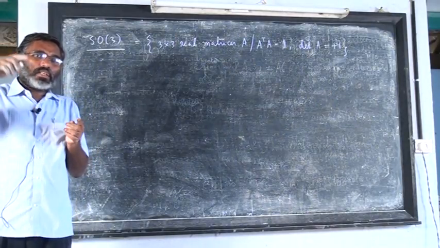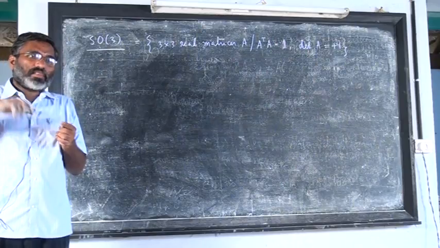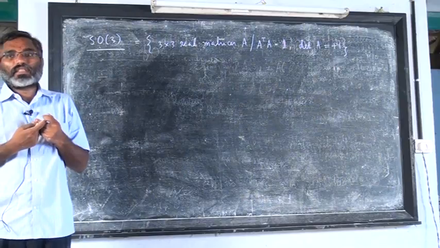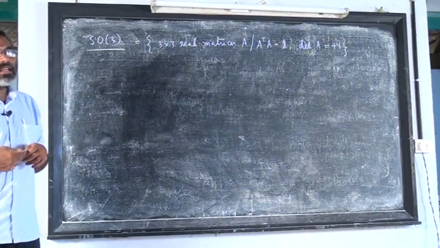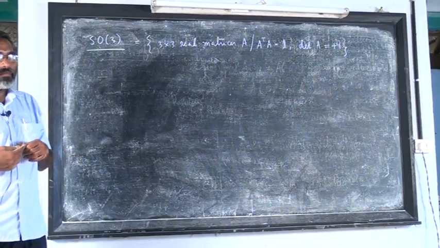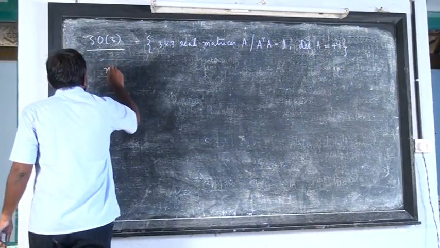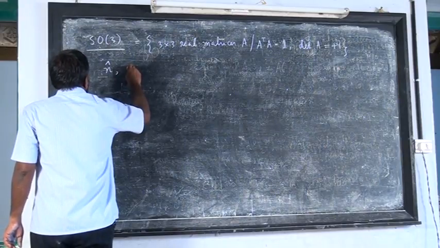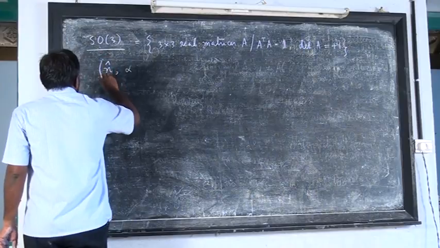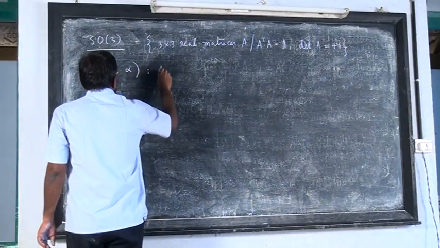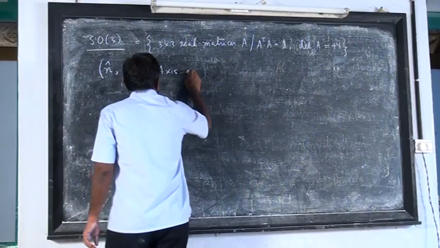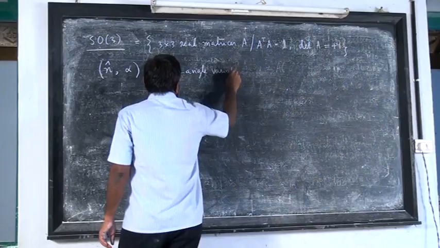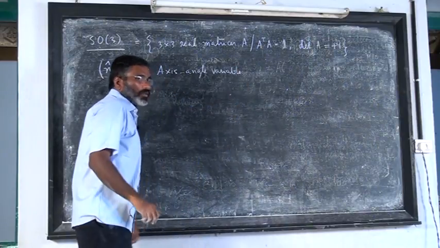Any arbitrary rotation can be described by fixing an axis of rotation and an angle of rotation. Such a description is called axis angle description. You can fix an n cap, a unit vector n, and an angle alpha. So this is called axis angle variable.